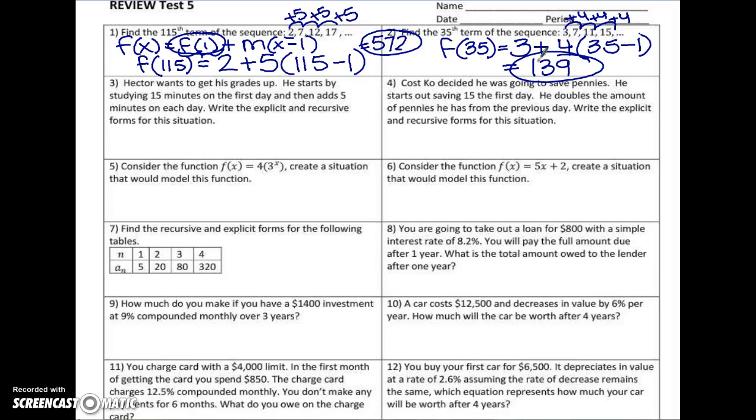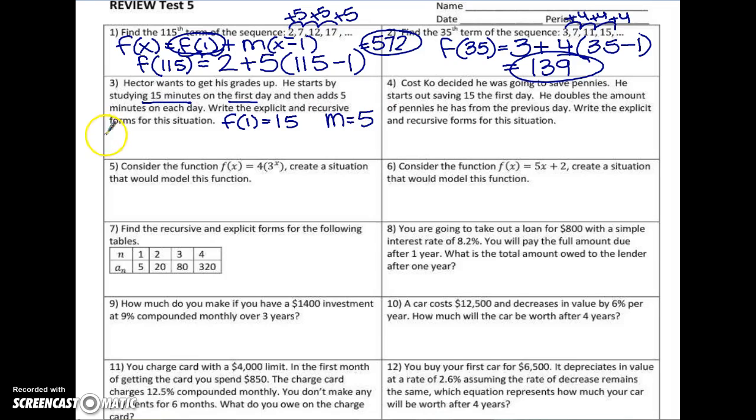Hector wants to get his grades up. He starts by studying 15 minutes on the first day, then adds 5 minutes on each day. Write the explicit and recursive form of this situation. He studies 15 minutes on the first day. That's the same as saying f1 is 15. Adds 5 minutes each day. That's our rate of change, or our slope.